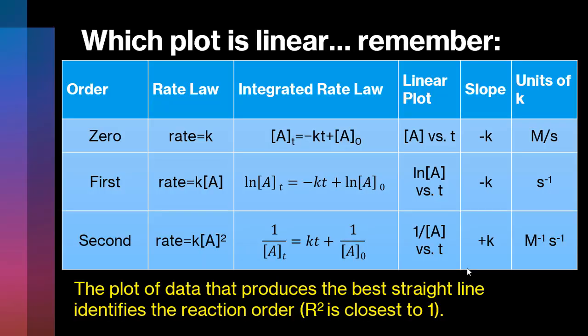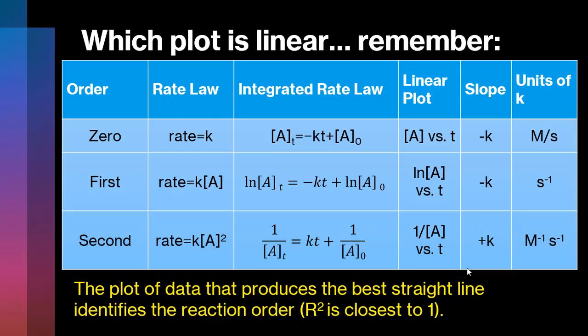Going back to that summary table, what we would do is take the same experimental data, and if we wanted to test it for zero order kinetics, we would plot the concentration of A versus time directly. If it gives us a straight line, then we know it's zero order. But if it gives us a curved line, then we want to test it for first order. So now we would plot the natural log of the concentration of A versus time.